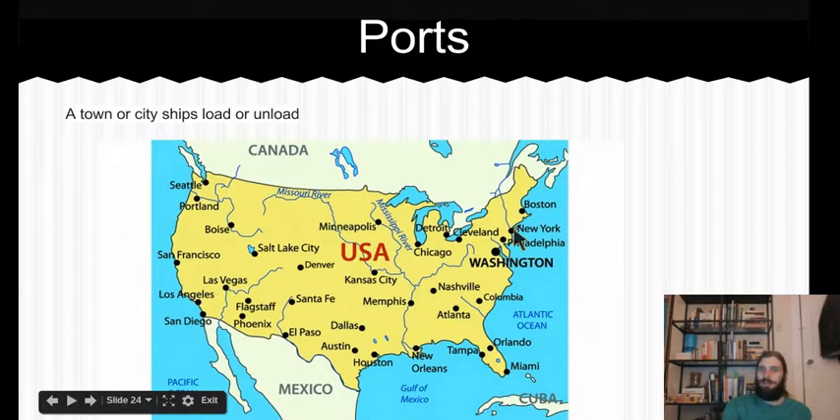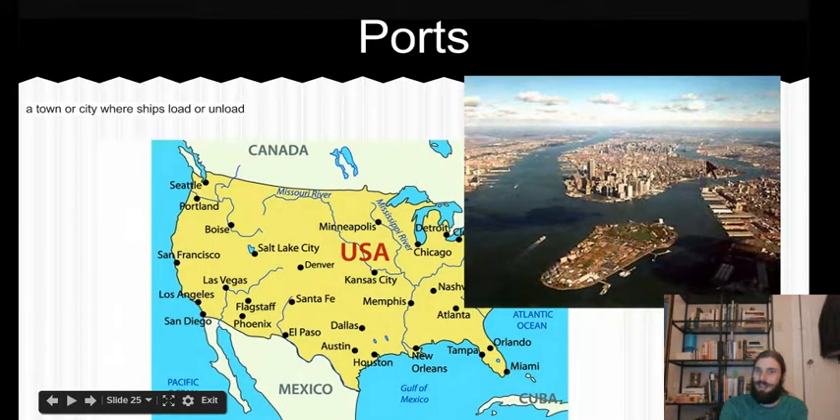Many port cities have harbors, which are protected areas on the coast where ships can pull up and they'll be protected from waves and storms. Okay, this is New York Harbor. Okay, New York is a port and a harbor.